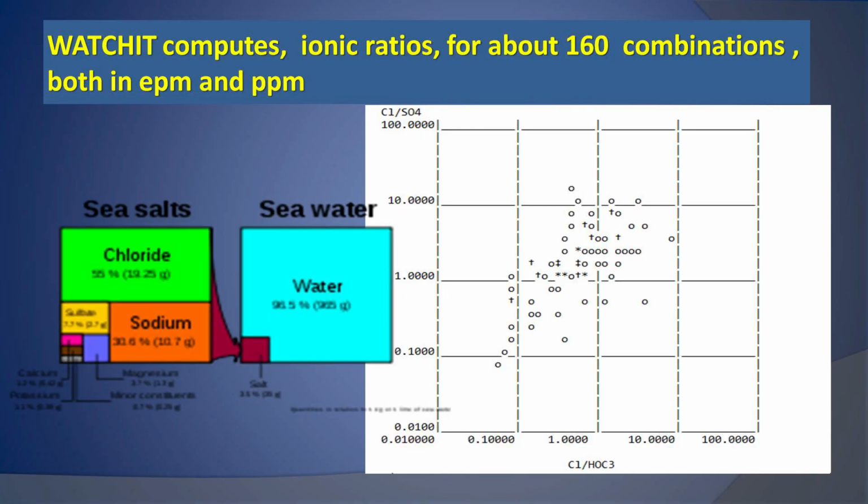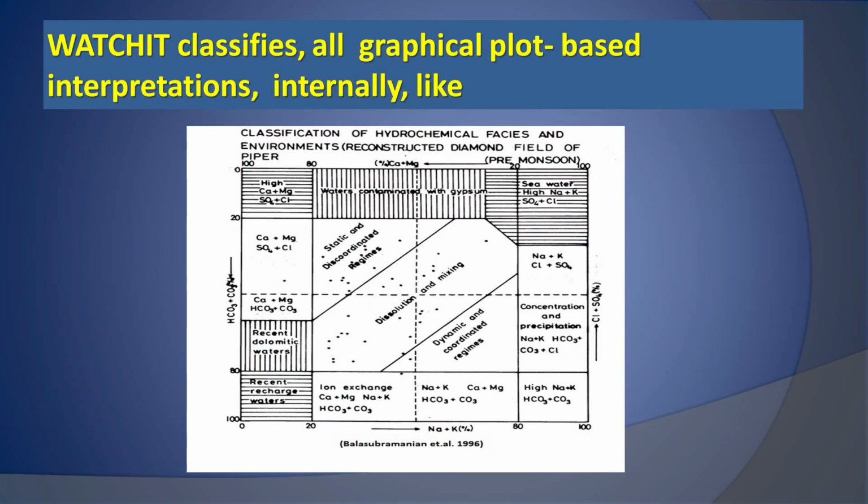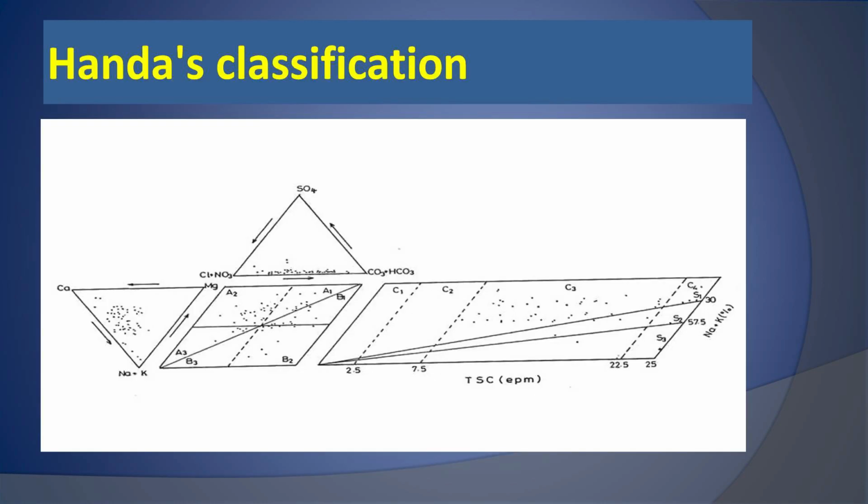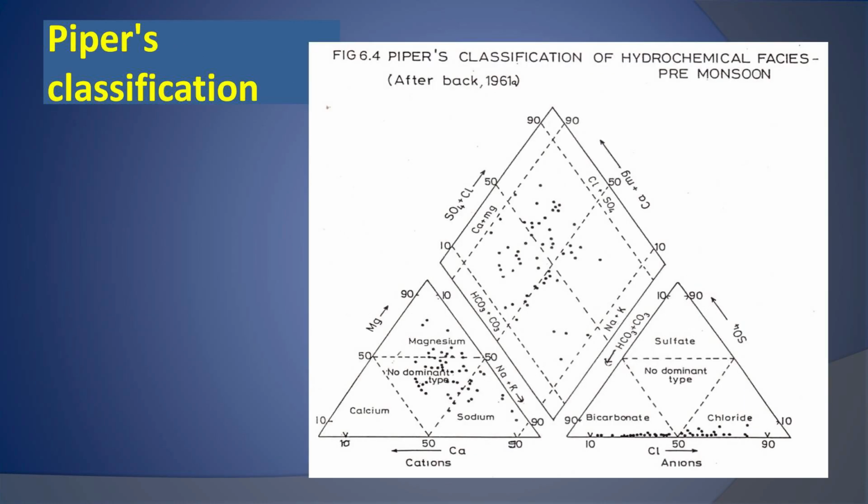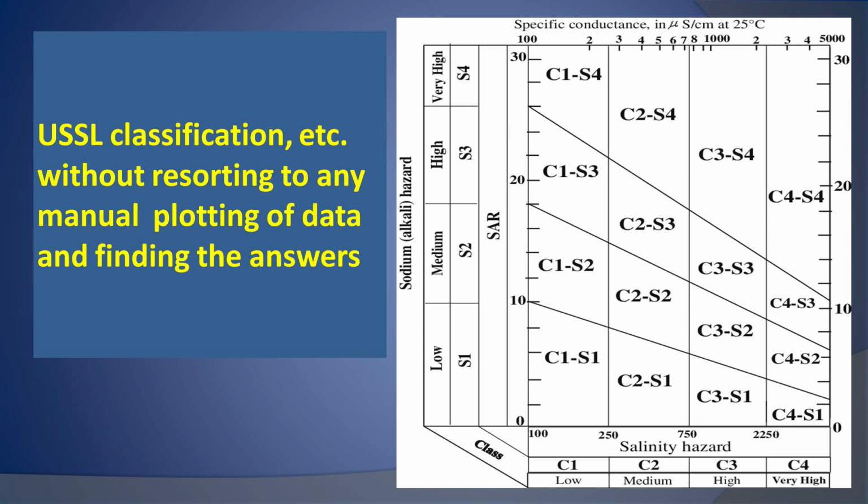WATCHIT computes ionic ratios for about 160 combinations, both EPM and PPM. These are very good indicators of what a researcher intends to find out to obtain the significance of water samples on the environment from which the samples were collected. WATCHIT classifies all graphical plot-based interpretations internally, like Handa's classification, Piper's classification, USSL classification, etc., without resorting to any manual plotting of data and finding the answers.